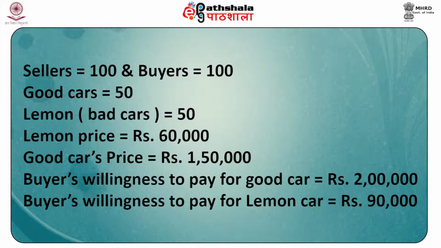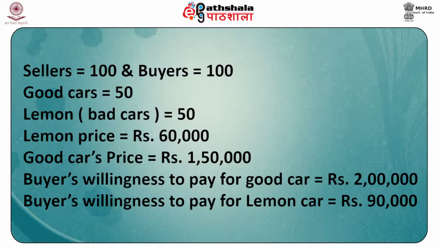The owner of a lemon is willing to give it up for rupees 60,000 and the owner of a good car is willing to give it up for rupees 1,50,000. The buyers are willing to pay rupees 2 lakh for a good car and rupees 90,000 for a lemon. If it is easy to verify the quality of the cars, there will be no problem in this market. The lemons will sell at some price between rupees 60,000 and rupees 90,000, and the good cars will sell at some price between rupees 1,50,000 and rupees 2 lakhs.